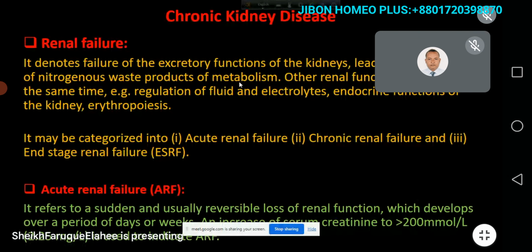And also other functions will suffer, like regulation of fluid and electrolytes. It cannot remove excess water from the body. When you take say about 3 liters or 4 liters of water, all the water or most of the water will remain in the body because the kidney cannot make enough urine. So you will have edema, you will have anasarca, you will have pleural effusion, ascites like this.